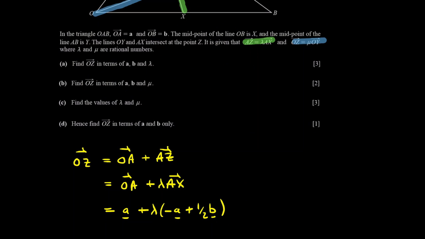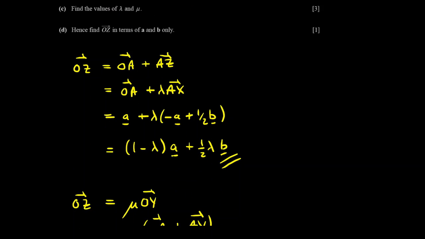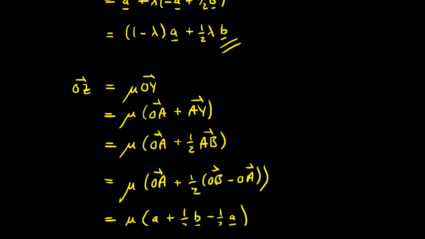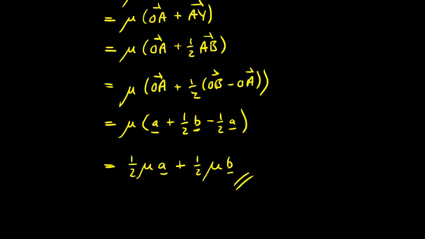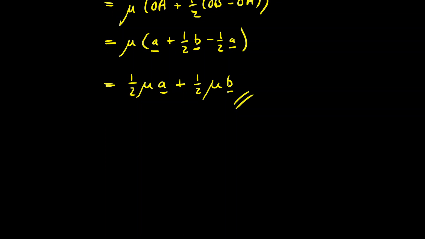So I've already done part A and part B because I've got a vector in terms of lambda and a vector in terms of mu. Now what I want to do is find lambda and mu. How can I do that? What I'm saying is my two vectors are the same. This one here is the same as this one here, because they're two identical vectors that take me from O to Z. So what I can do is compare the components.